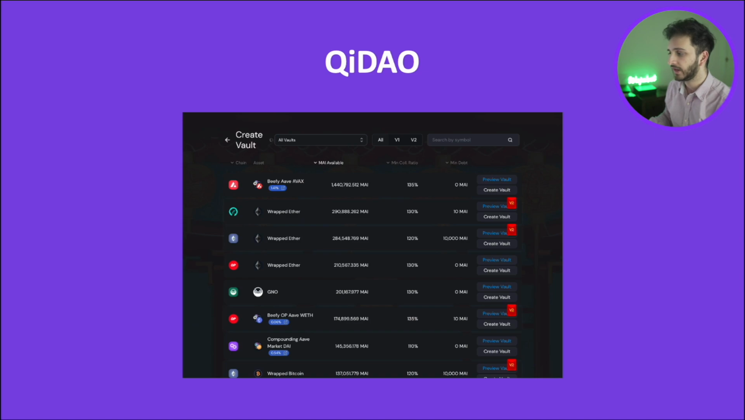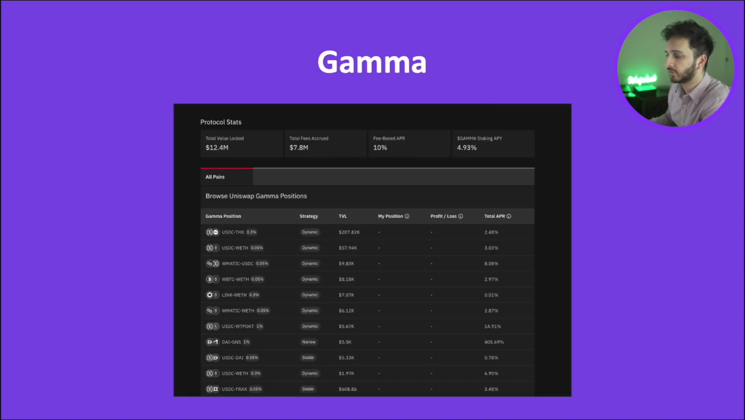KeyDAO, well, they have their own stablecoin called Mai. Lots of a place to basically borrow at 0% interest. So a very good money market here essentially. And then Gamma as well, which essentially has some active Uniswap positions as well, so you can make sure that your APRs are higher. So yeah, just a few of the different applications. I definitely recommend just spending some time having a look at them and doing your own research there.